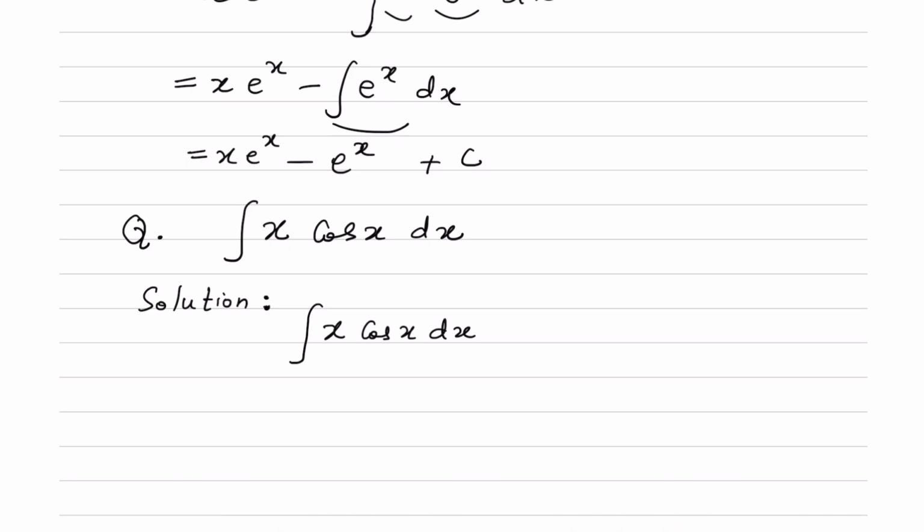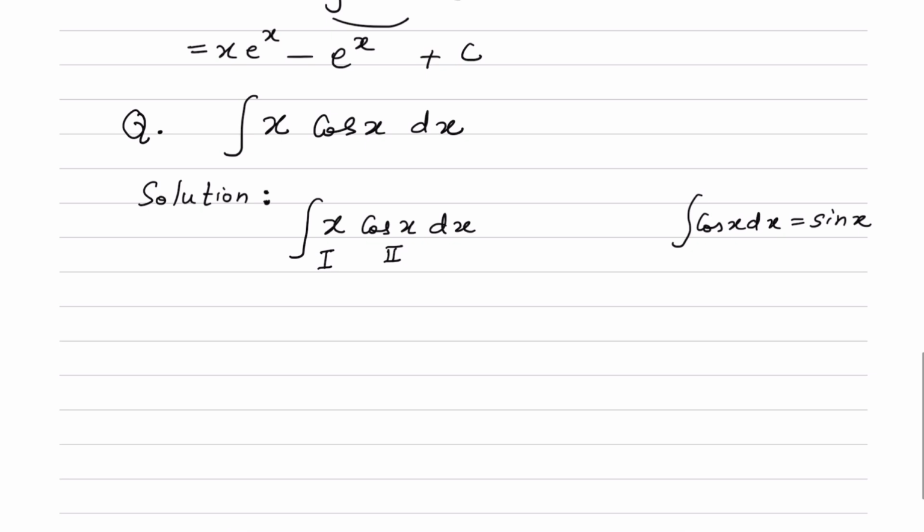We are calling x the first function because we know its derivative, which is 1. Also, its continuous derivative seems to be vanishing. And we are going to call cos x the second function because we know the integration of cos x, which is sin x. Let's apply the formula of integration by parts.